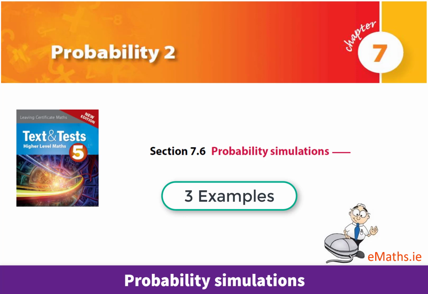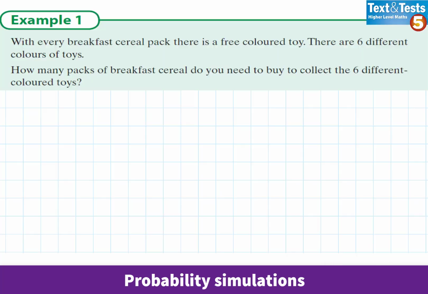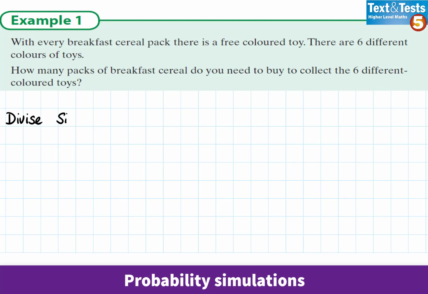Probability simulations. This video contains 3 examples. Firstly, with every breakfast cereal, there is a free coloured toy, and there's 6 coloured toys to collect. How many packs of breakfast cereal would you need to buy to be able to collect all 6 toys? Well, one way of maybe estimating this would be to devise a simulation experiment.